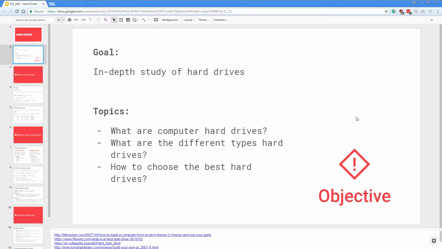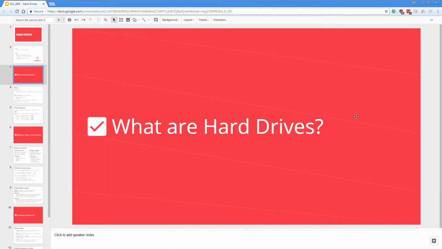And today's goal is to do an in-depth study of hard drives. So we'll be talking about the topics along the lines of what are computer hard drives, what are the different types of hard drives, and how to choose the best hard drive for your build. So let's start off with what are hard drives.